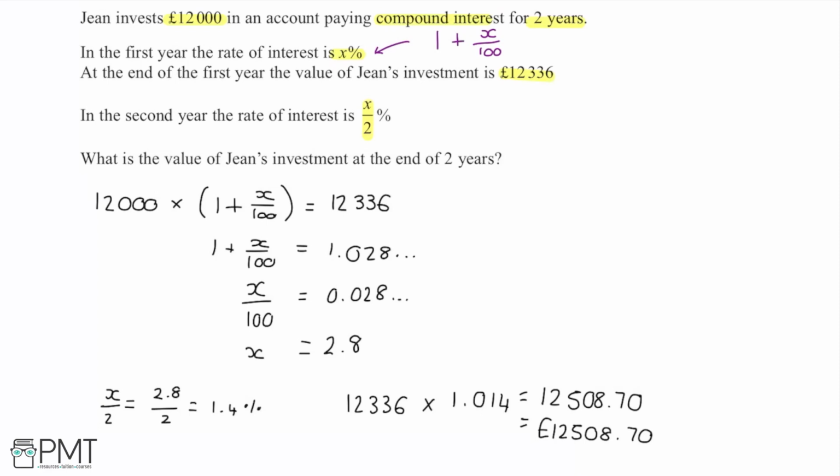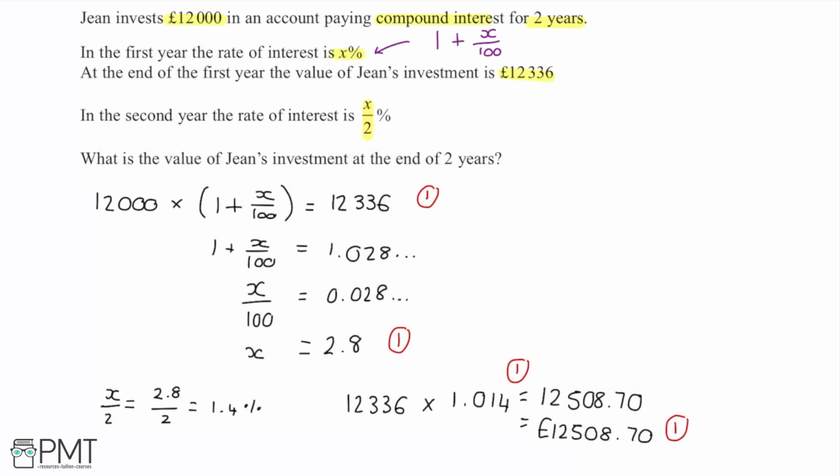So as for how each of them were awarded, the first mark is for starting a process to find this rate of interest for year 1, so setting up this equation here would gain that mark. A second mark is for a complete process to find the value of x, so the rate of interest, getting to this value of 2.8. And a third mark is for finding the value at the end of the 2 years. So these 2 steps here, taking us to the final answer. And then the final mark is given for the final correct answer that we have here.